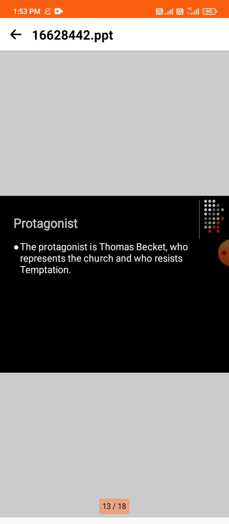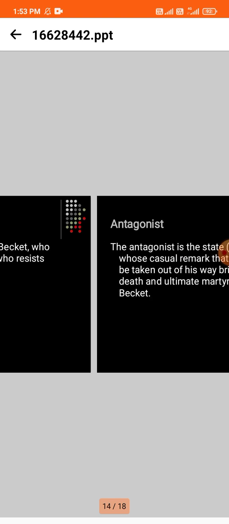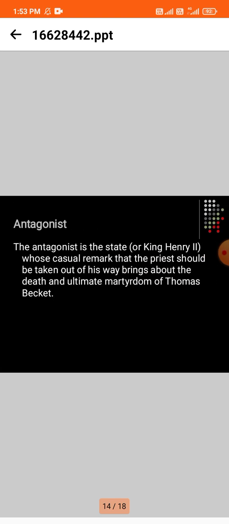In this play, the protagonist is Thomas Becket, who represents the church and who resists temptation. The antagonist is the state or King Henry II, whose casual remark that the priest should be taken out of his way brings about the death and ultimate martyrdom of Thomas Becket.